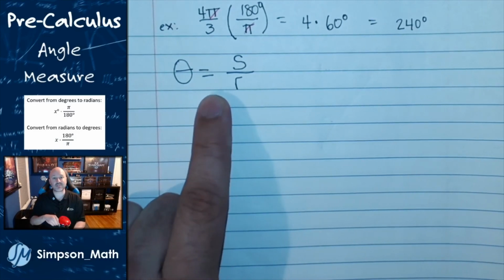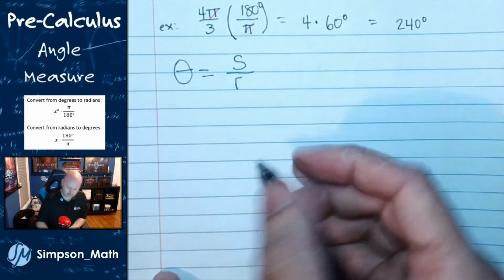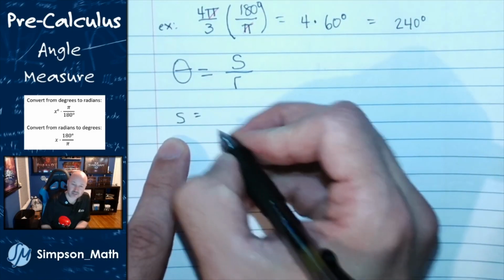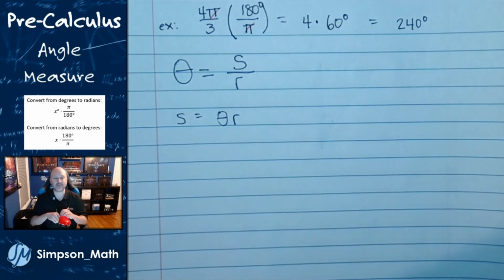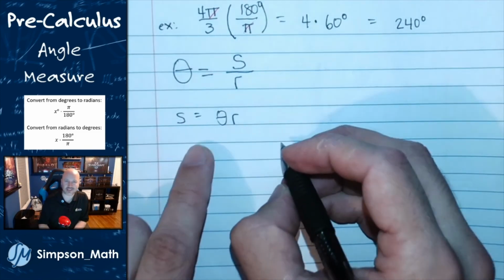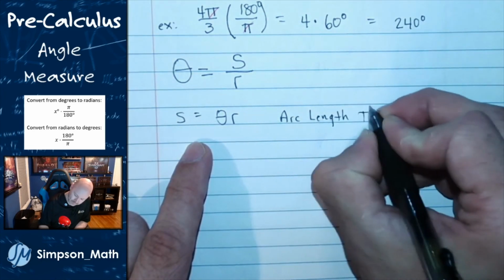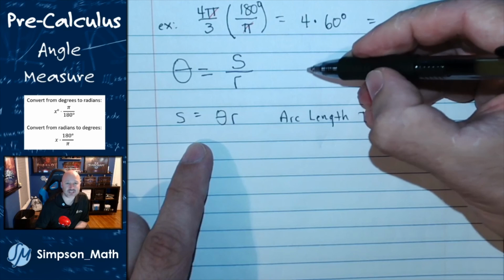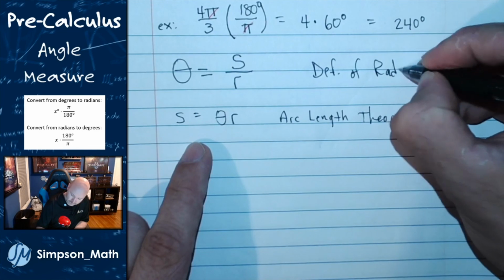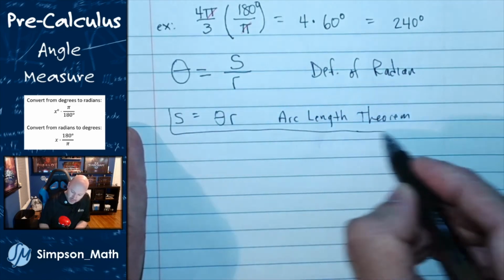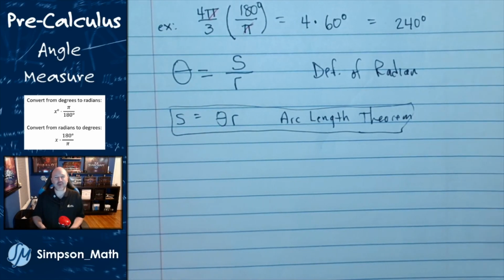If I just take this equation and solve for s, that arc length, I'm going to multiply both sides of the equation by r. S, or that arc length, is equal to theta times r, theta r. In this form, we call it the arc length theorem. Up here, this is just the definition of radian. But maybe I have this on my notes, so now maybe I can do some new problems.